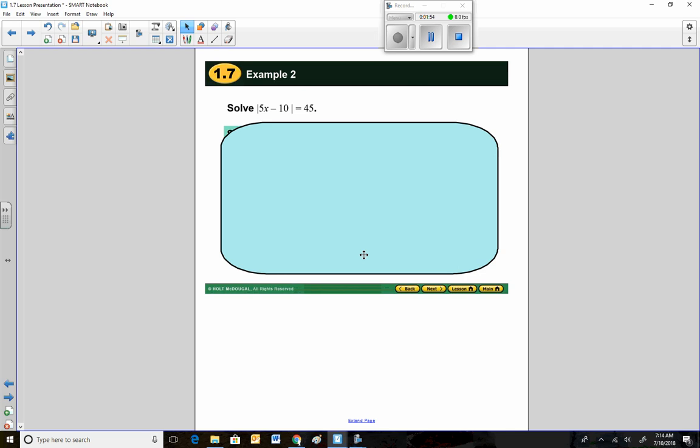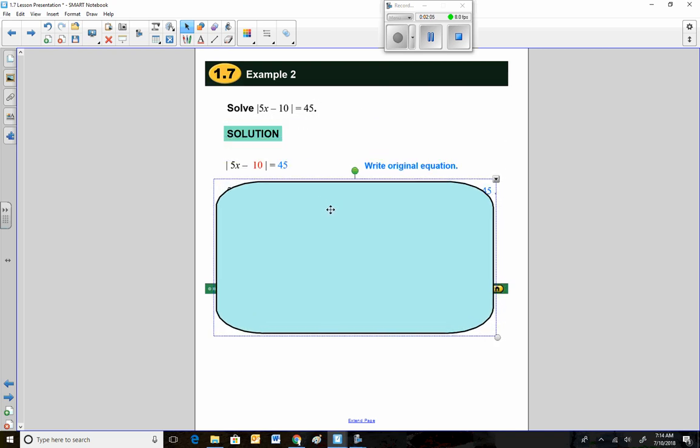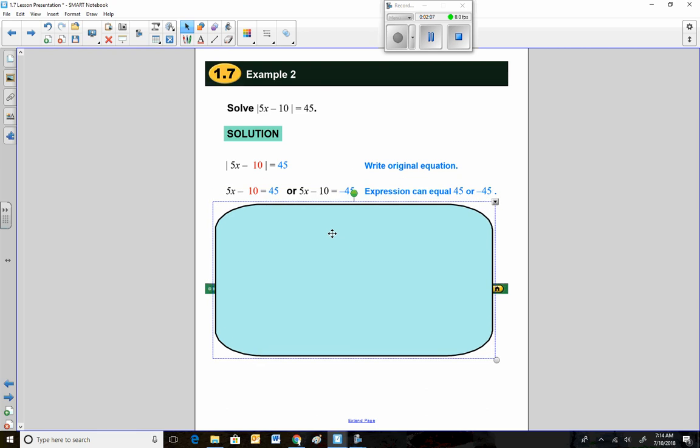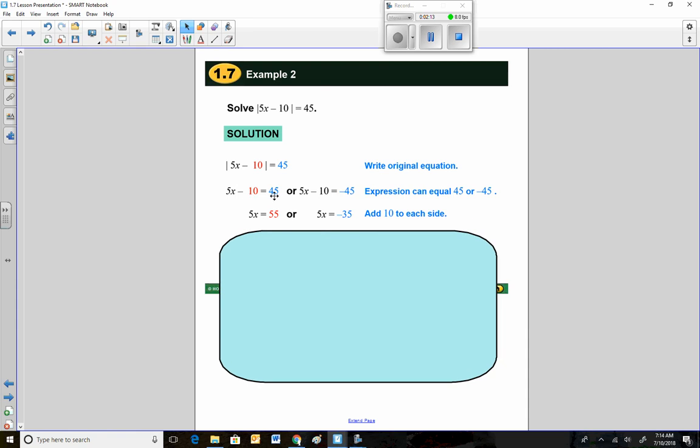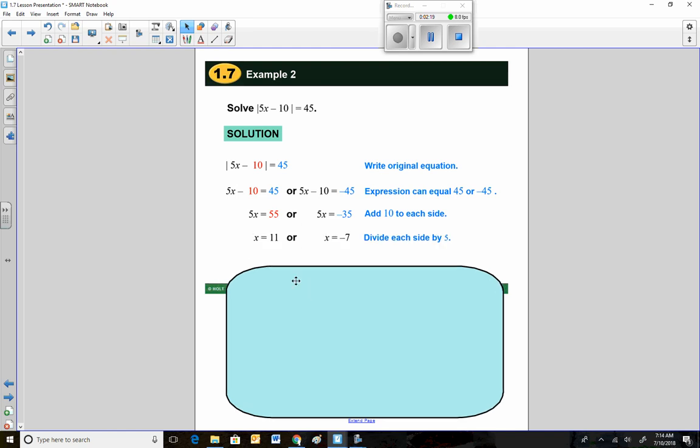All right, let's take a look at this. Here we go, another absolute value, and it equals 45. So we're going to take the right-hand side and make it a positive 45 and a negative 45. Two problems to work on. All right, so there we go. And what should we get? Of course, we're going to add the 10 to both sides, so you get 55. And then you get 5x equals 55, divide by 5, x equals 11.